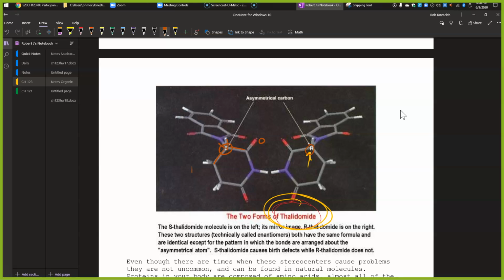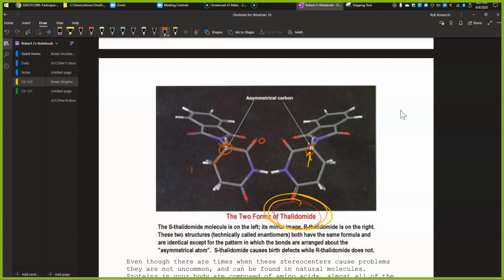When this drug is made, both the S and the R versions are created. It's called the racemic mixture. It's a mixture of the 2 stereocenters. So what do you think the resulting problem is? How do you sort them out? How do I get these 2 things apart from each other?